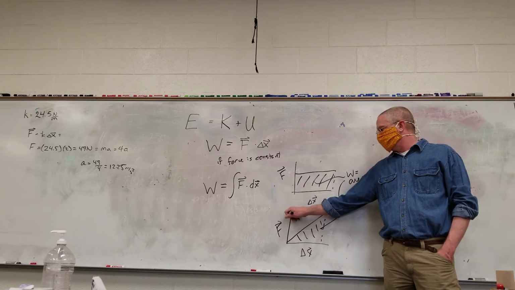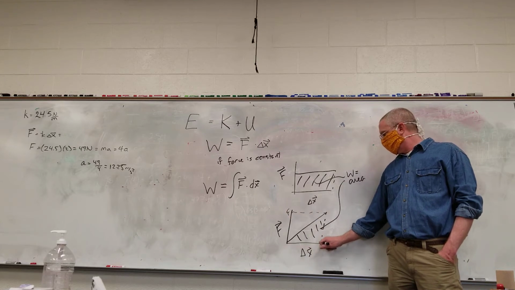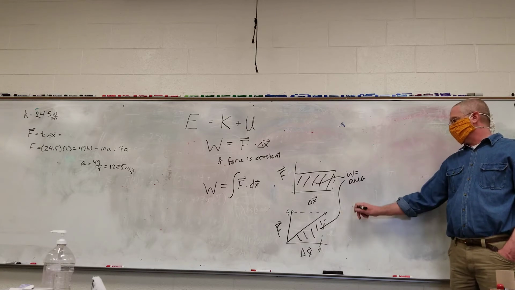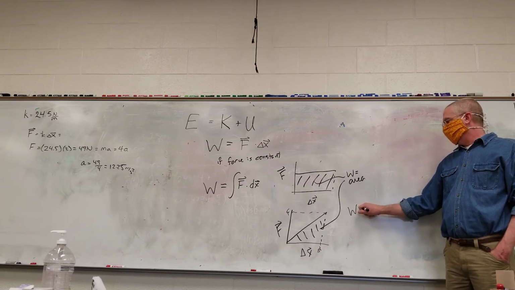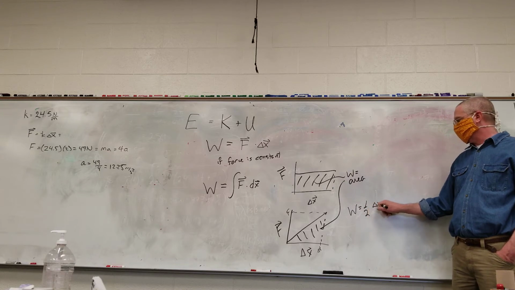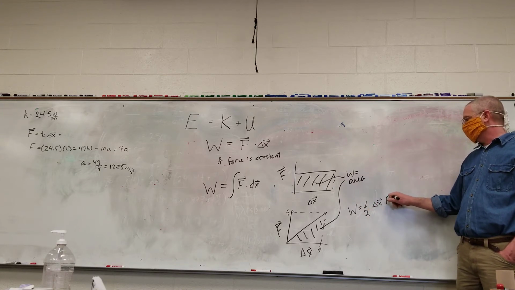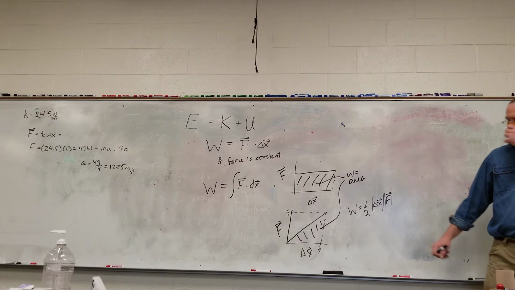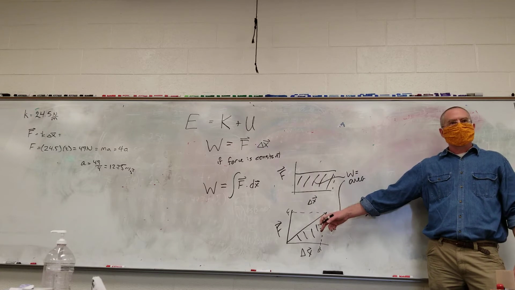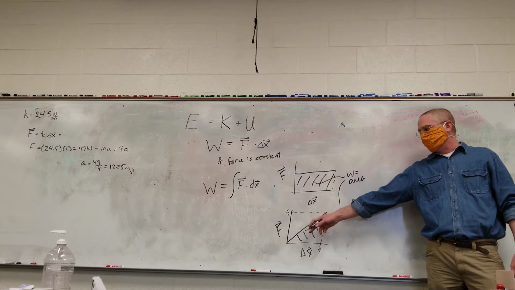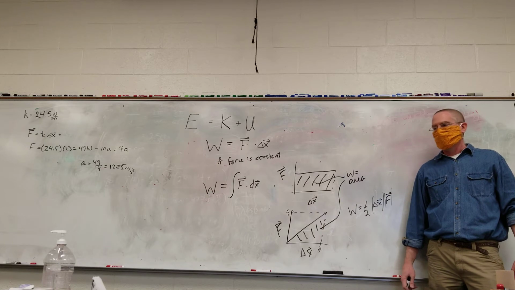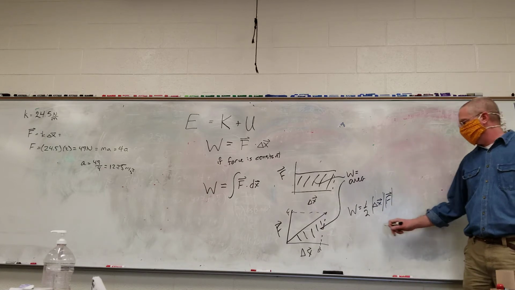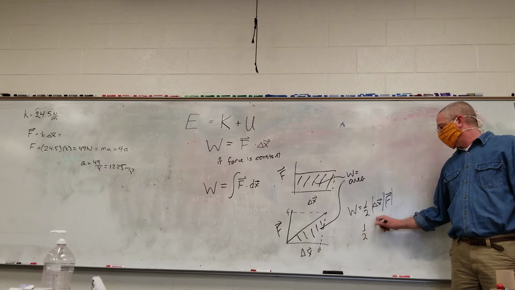So this is some force right here, and that is some displacement. So what's the area of a triangle? 1/2 times base times height. My base is the displacement, and my height is the force. I guess we're dealing with magnitudes here. So if this is a spring, in other words, Hooke's law, they're directly proportional, so it should be linear there.